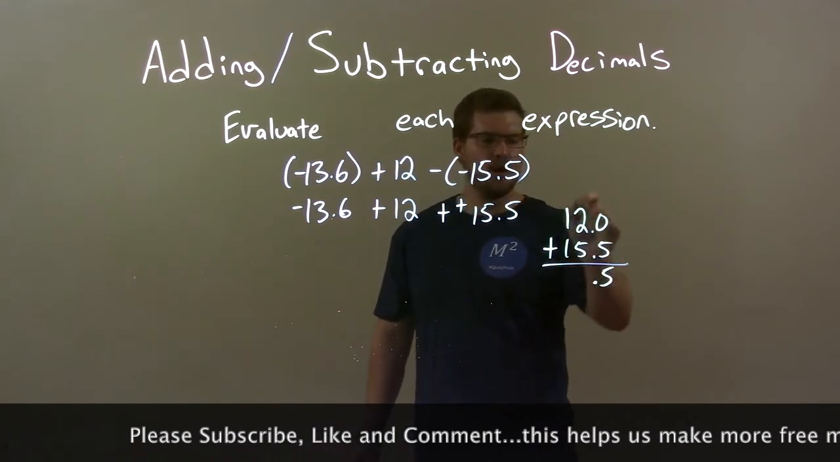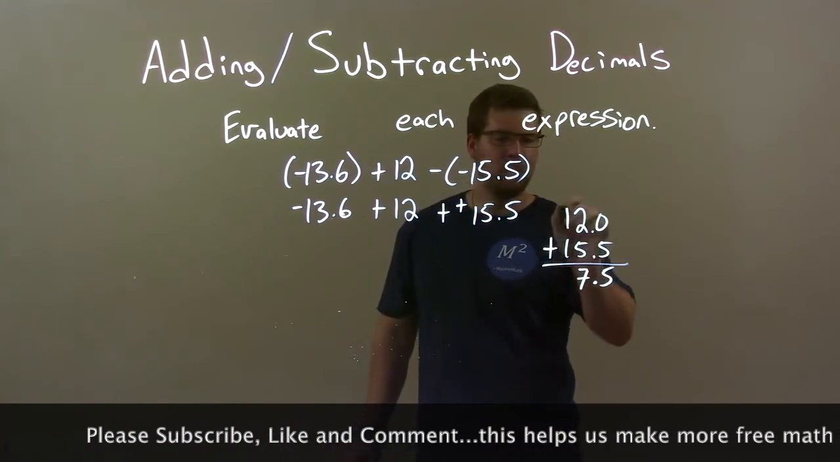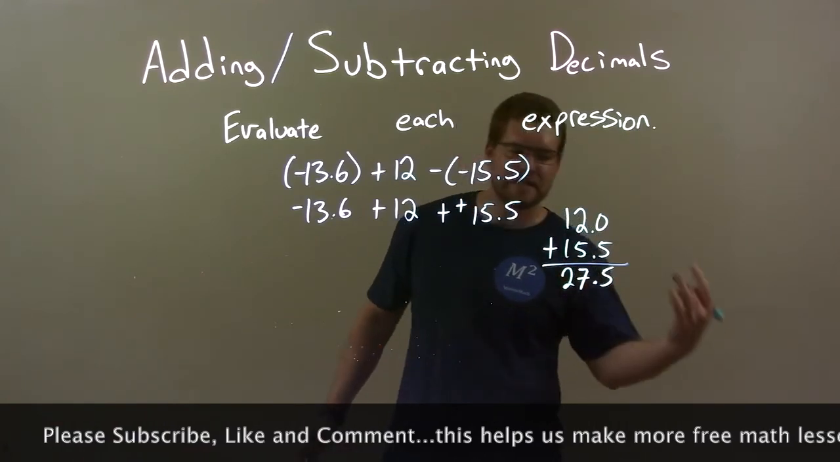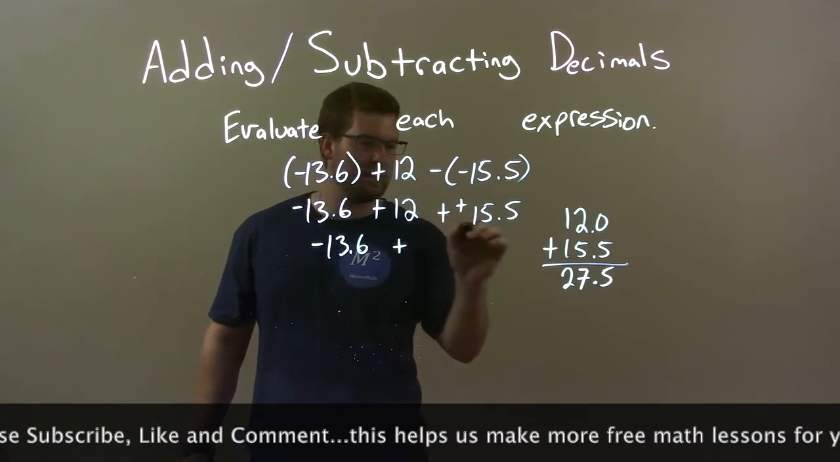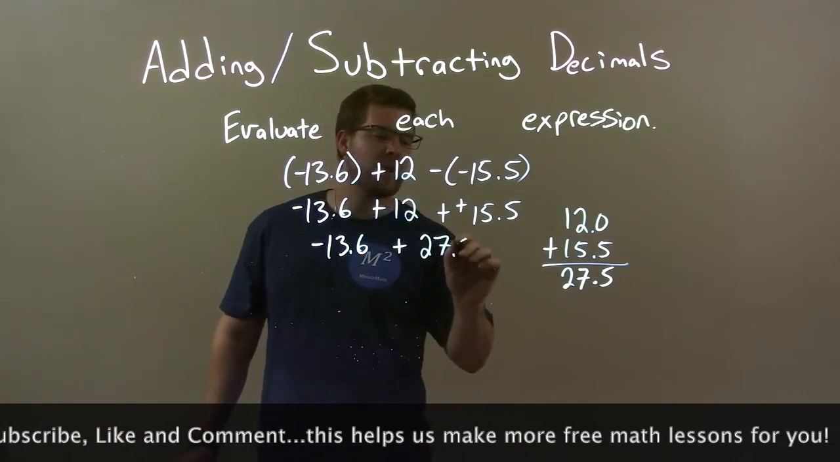Decimal point comes down. 2 plus 5 is 7. 1 plus 1 is 2. So now we have 27.5. Let's go put that here. Negative 13.6 plus, these two came together, 27.5.